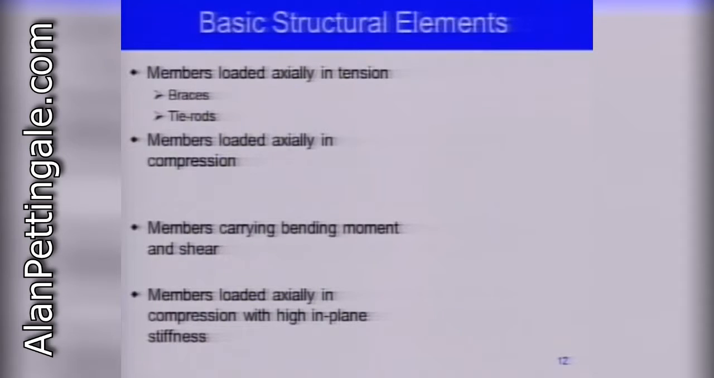Then we have the members that are loaded axially in compression. I'm sure you know them. These are usually columns. And the braces, again, if they're designed correctly, can take some compression. Then we have members that can take a combination of bending and shear. Usually these are the beams that run horizontally. And finally, we also have members that can take high axial compression and have very high stiffness. And these are walls.